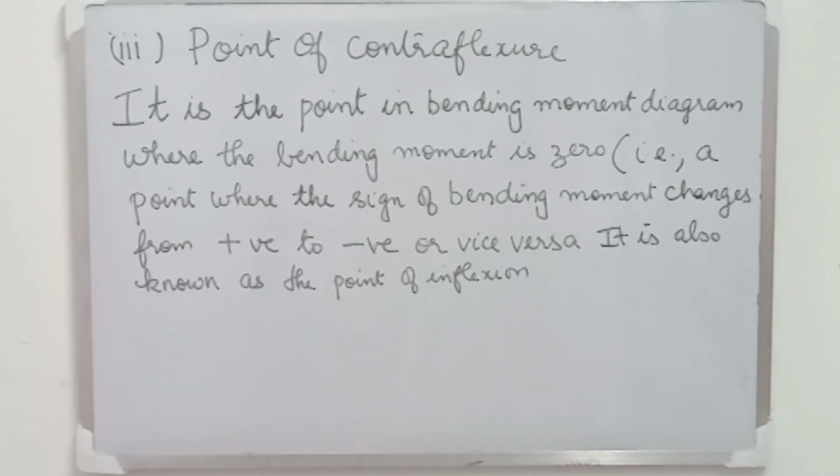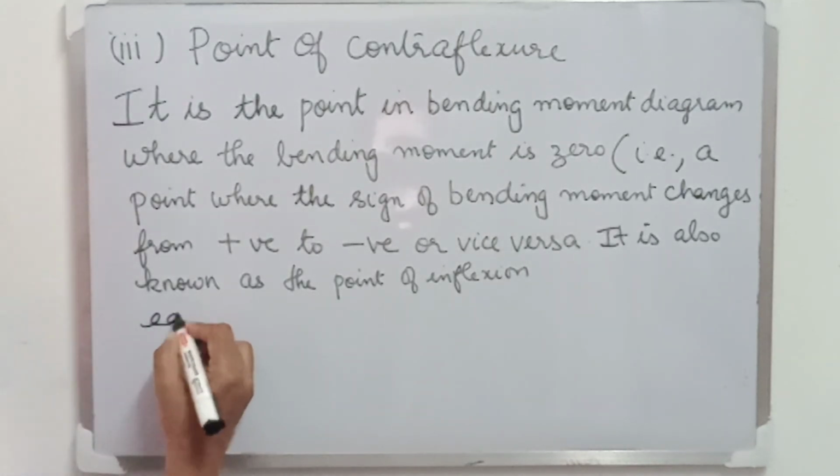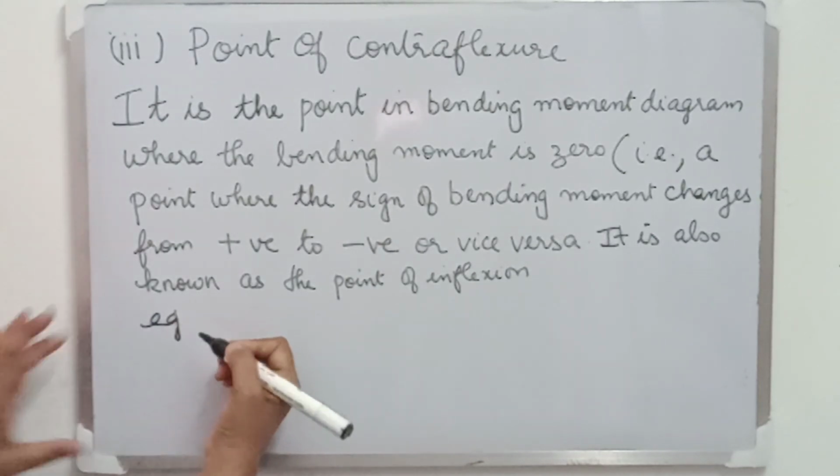Next question, explain what is point of contraflexure. It is a point in the bending moment diagram where the bending moment is 0. That is, a point where the sign of bending moment changes from positive to negative or vice versa. It is also known as the point of inflection. Let's see an example of this.